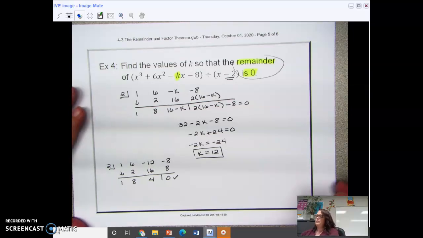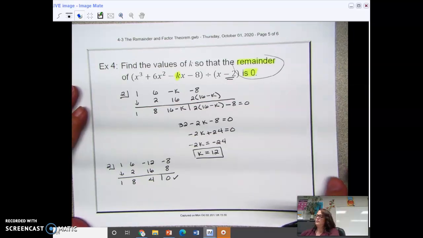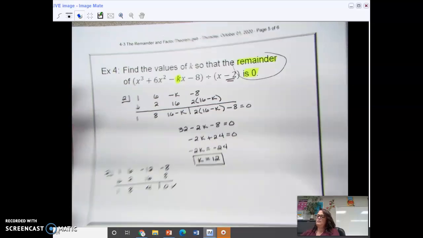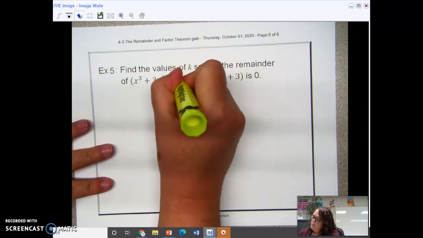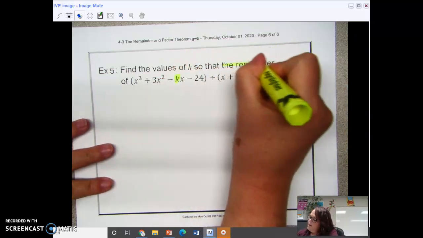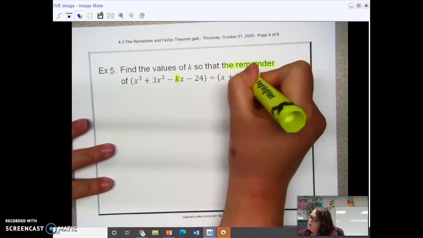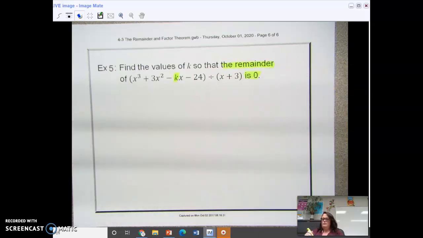Okay? So again, if you need to catch up, go ahead and pause the video, and I'm going to flip this. So on this last one, it's the same problem. I've got this k value right here, and I want the remainder to be 0. So we're going to solve for k to find a remainder of 0. So please pause the video and give this a try.